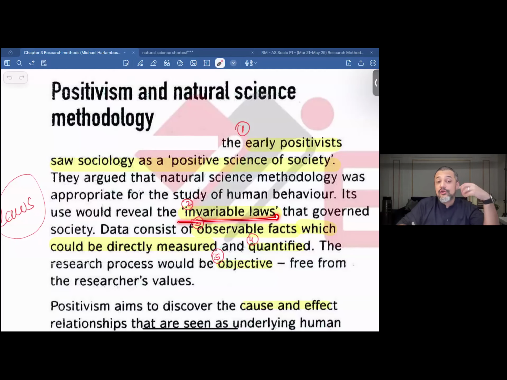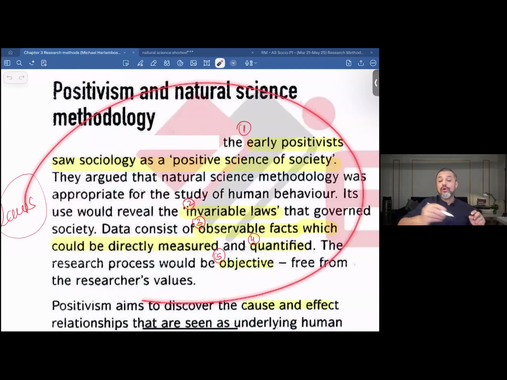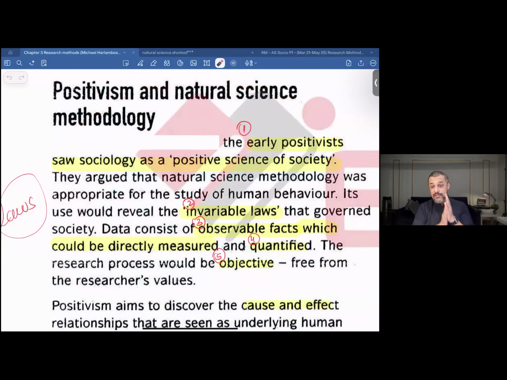Just like we have laws that provide us with an explanation of how things happen in the scientific world, according to positivists, if we start using these natural science methods in sociological research, we would be able to reveal, the word over here is reveal, invariable laws that govern society. Data consist of observable facts which could be directly measured and quantified. The research process would be objective, free from the researcher's values. So, in a nutshell, according to the positivist perspective, natural science methods should be used in sociological research.